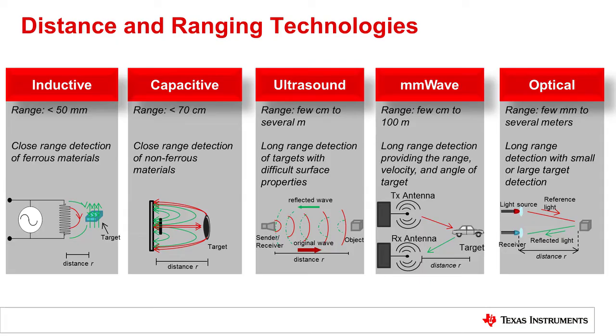Millimeter wave uses radio frequency waves in the millimeter range, transmitted from an antenna and reflected off a target back to the receiver. The time it takes for the signal to return to the receiver is an indicator of the distance, just as in ultrasound. Each technology has specific advantages and design considerations.